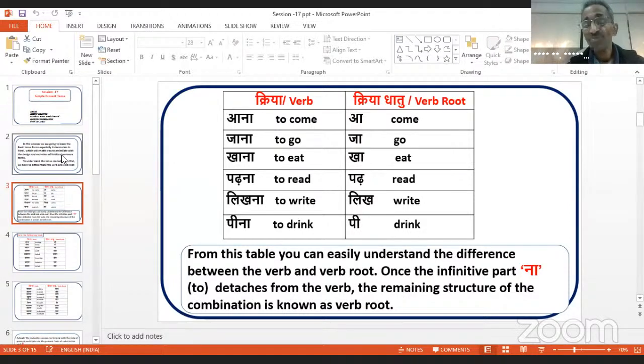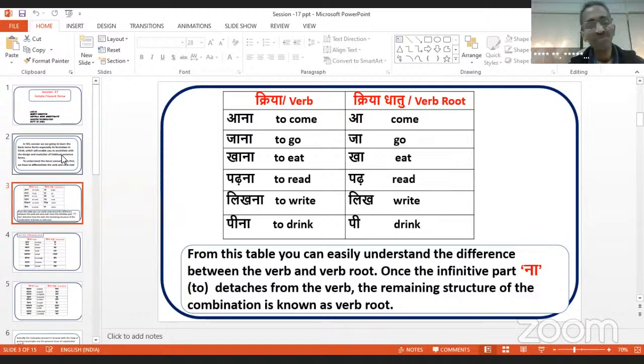Very first, we have to be very clear with this idea, and only then can we go for the formation. So once again, you may see ana, it's a verb. The verb root of that verb ana is a. Jana is another verb, which means to go. The verb root of jana is ja. Next, the verb khana, the verb root is kha. Padhna, the verb root is padh. Likhna, the verb root is likh.